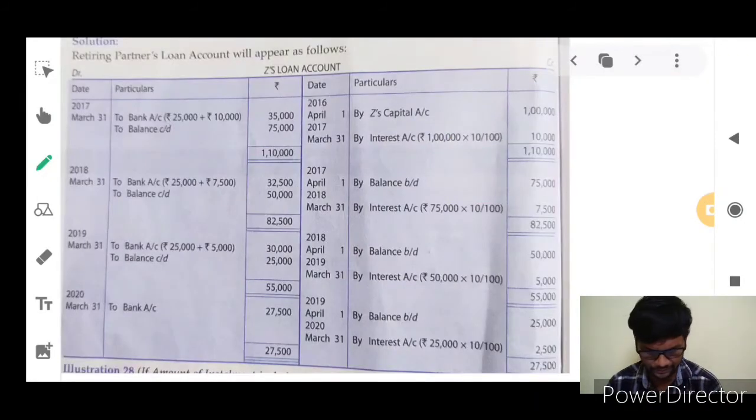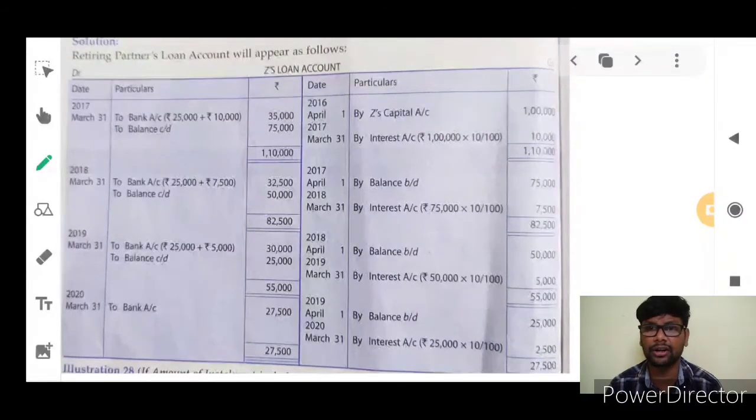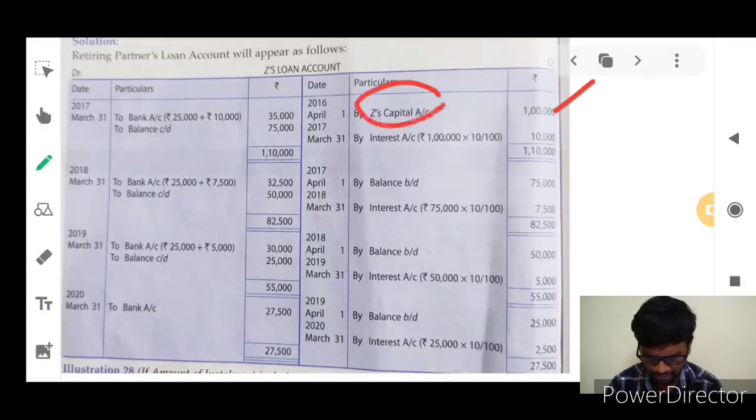So now we can discuss the answer. As per the given information, that retiring partner is maintaining 1 lakh rupees in his capital account as credit balance. So that 1 lakh rupees will be transferred to partner's loan account. Then the firm has decided to give 10% interest on 1 lakh rupees. You know that. So 1 lakh rupees is the amount for retiring partner Z's capital account.